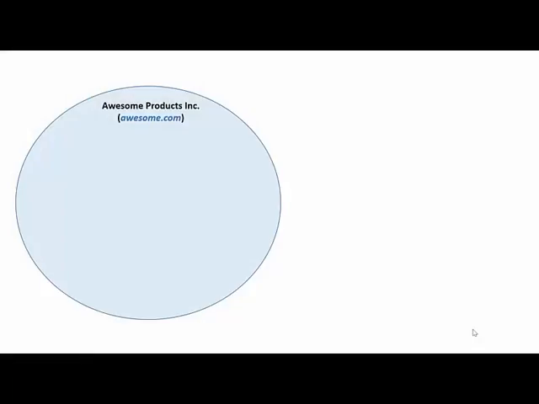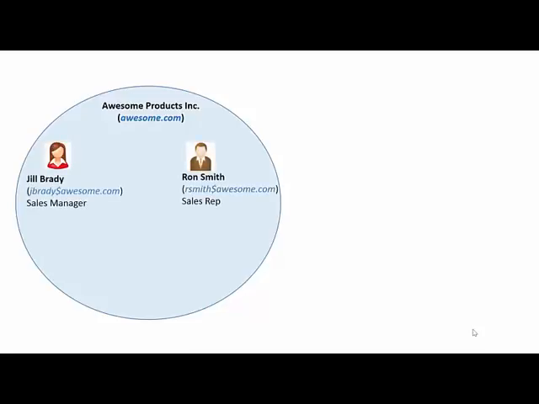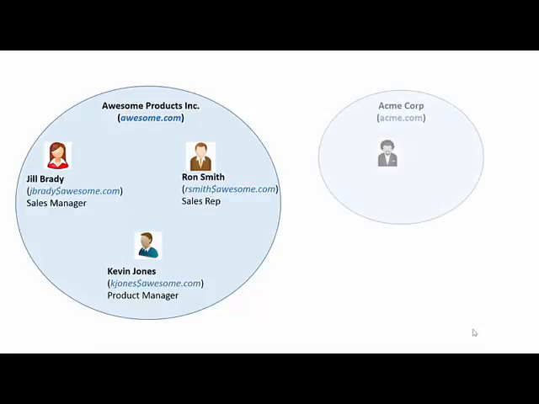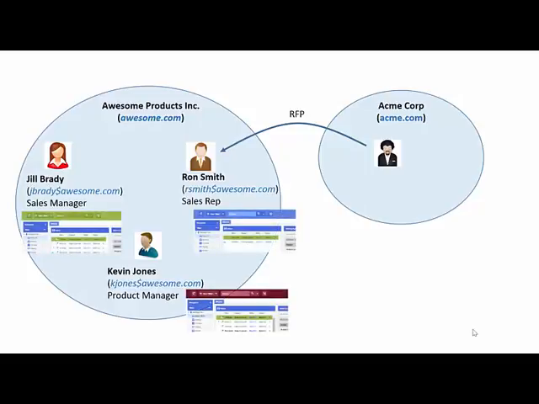We will use the fictitious company awesome.com and 3 users, namely Ron Smith, the sales representative, Jill Brady, the sales manager, and Kevin Jones, the product manager. Acme Corporation has just sent Ron a request for a proposal. The 3 users will use TMail to collaborate on this sales opportunity.